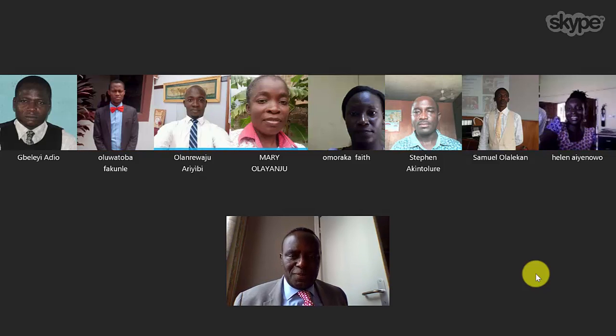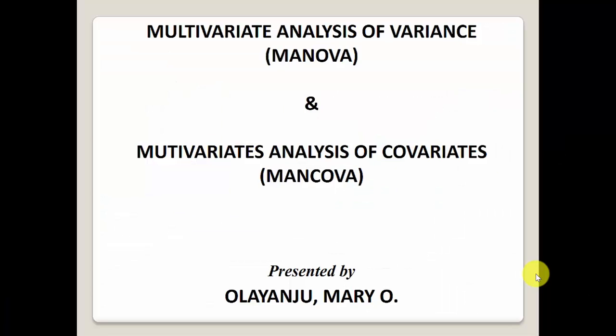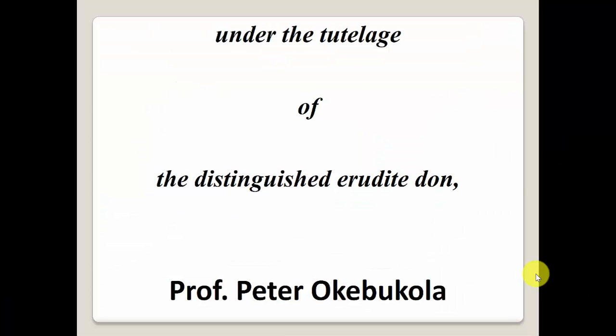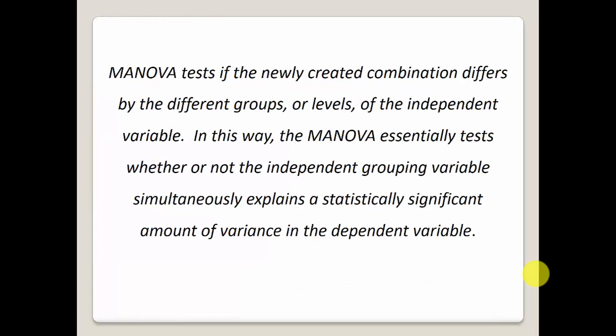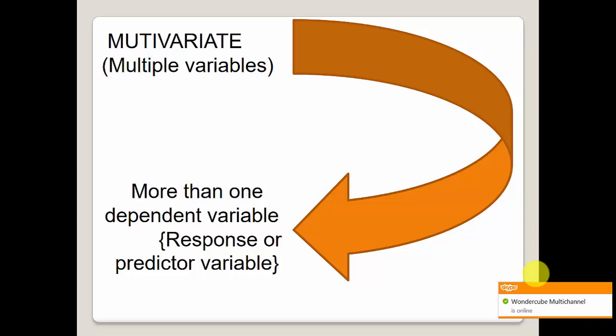When we talk about MANOVA, what are we talking about? MANOVA stands for the newly created combination that differs by different groups. In this way, MANOVA essentially says whether or not the independent grouping variable simultaneously explains a statistically significant amount of variance.